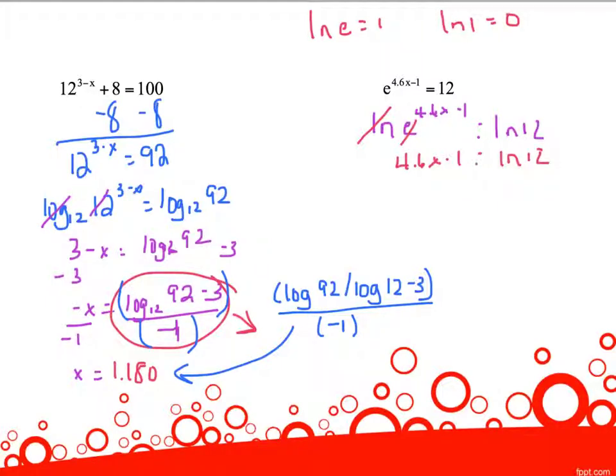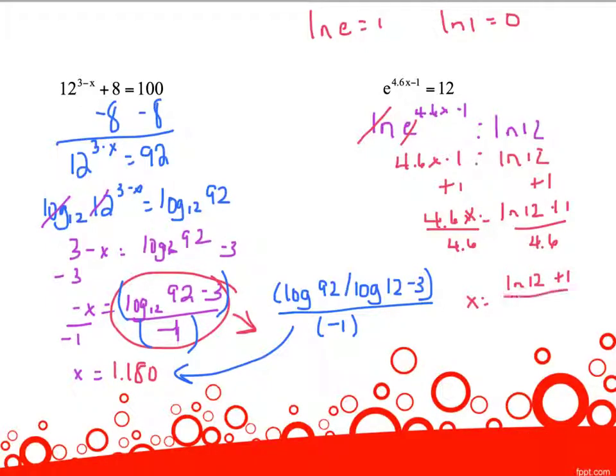So we're going to get this x by itself. We'll add 1. So 4.6x equals the natural log of 12 plus 1. Again, I cannot make that the natural log of 13 because those aren't like terms. Then I would divide by 4.6. So my answer is that x equals the natural log of 12 plus 1 divided by 4.6. Then I could put that into the calculator.